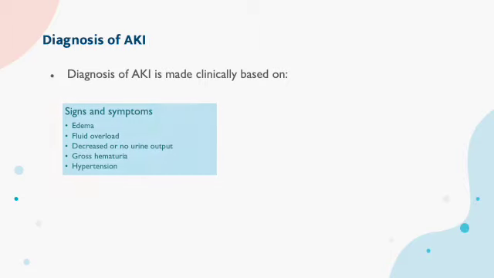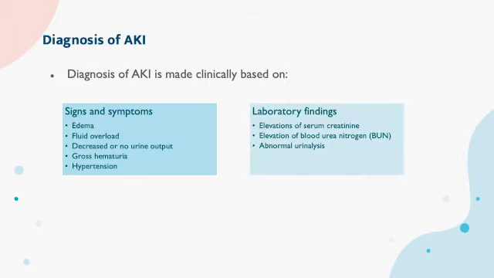The diagnosis of AKI is made clinically based on the presence of characteristic signs and symptoms and laboratory findings indicative of an acute change in kidney function. Signs and symptoms that result directly from alteration in kidney functions include edema due to progressive fluid accumulation, decrease or no urine output, gross and microscopic hematuria, and/or hypertension. Laboratory findings include elevation of serum creatinine and blood urea nitrogen level and/or abnormal urine analysis.